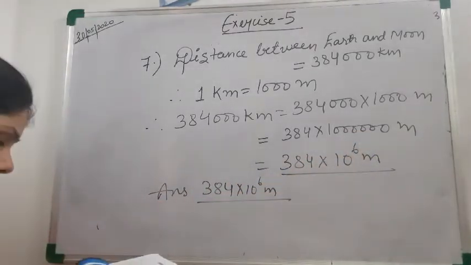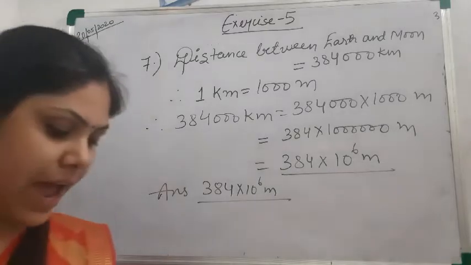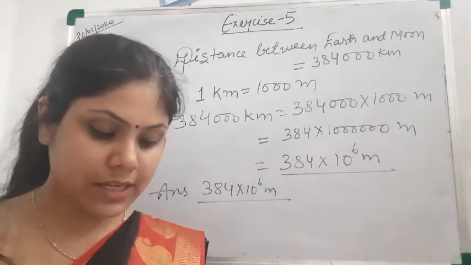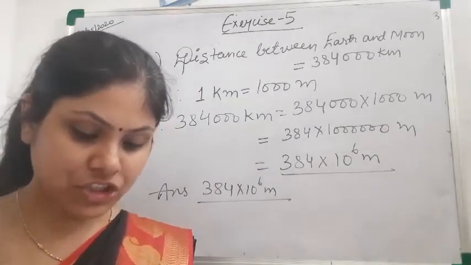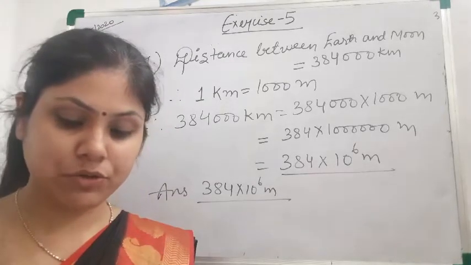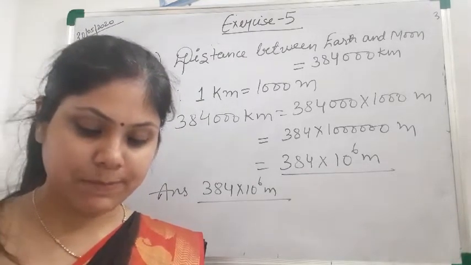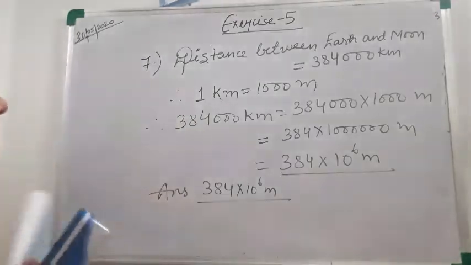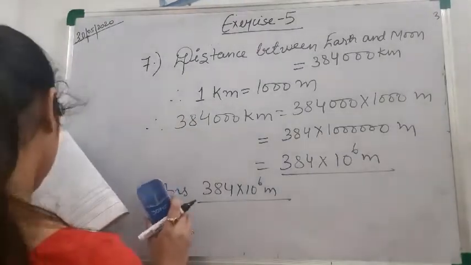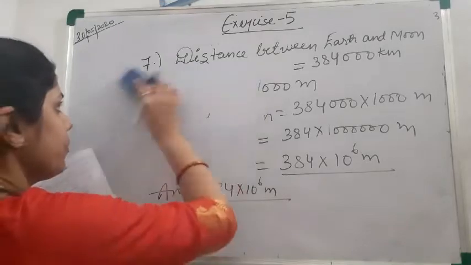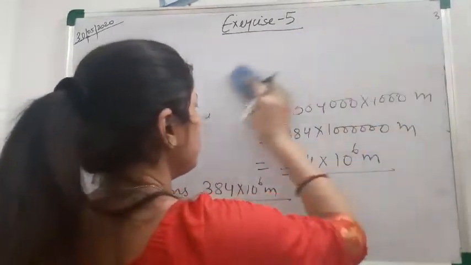Now come to 8th question. The RAM of a computer is 8 gigabyte. If each gigabyte is equal to 10 to the power of 9 bytes, then express the RAM in bytes. Okay, let us do this question. This you can do on your own after doing the 7th question.